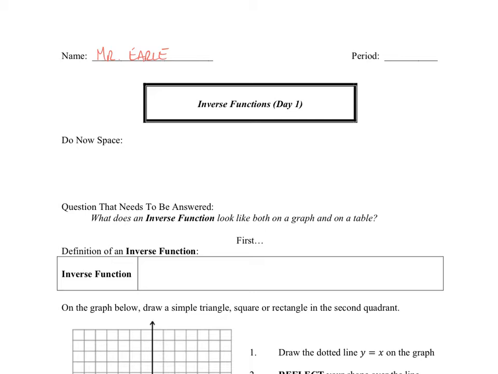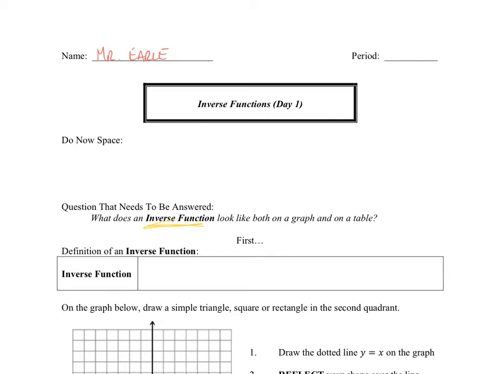There's no wrong nor right answer really. But if you did guess that the opposite of the function was going to be a reflection of the original function, you might have gotten it right. So today's lesson is going to be about inverse functions. So what does an inverse function look like both on a graph as well as on a table?